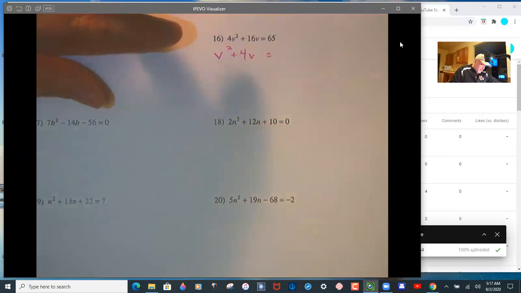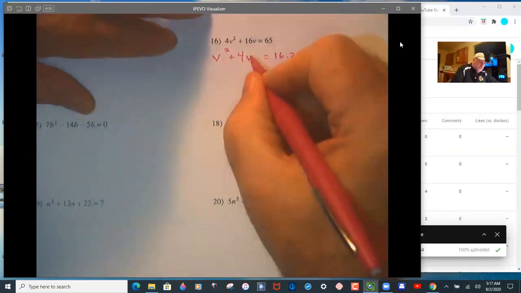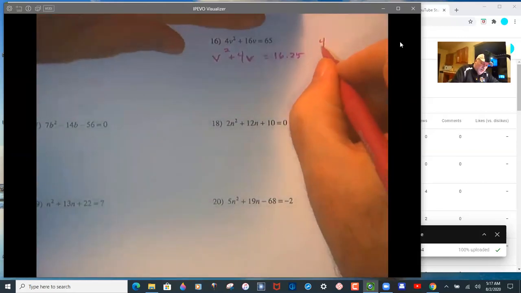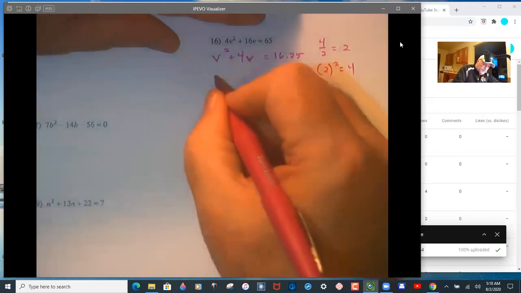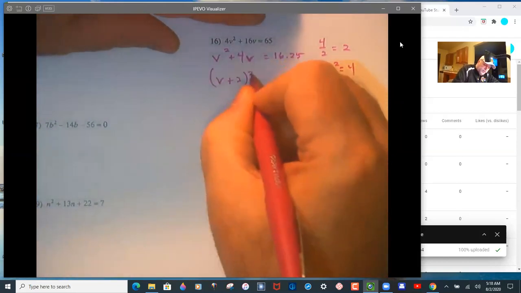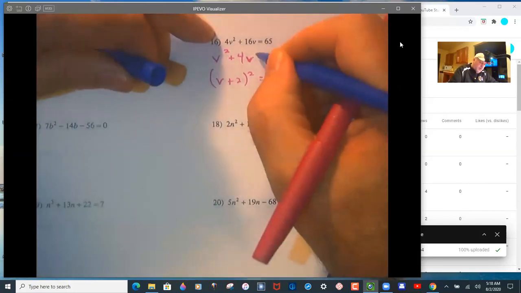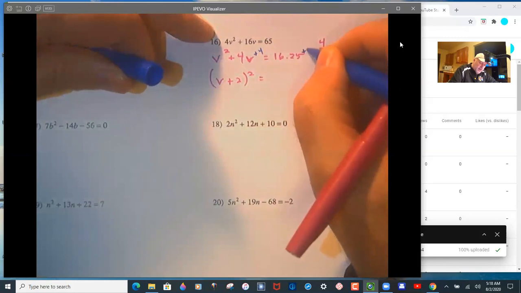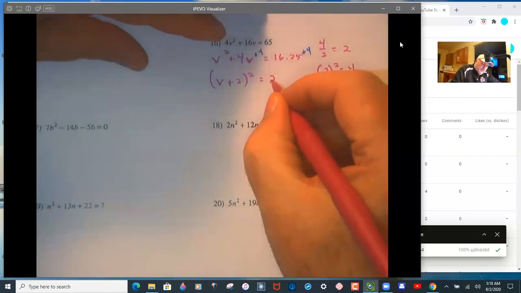And then, so we might be able to decimalize this. Sometimes you can decimalize them, 16.25. Now we want to take 4 and divide by 2, and then we're going to square that. So we have v plus 2 squared equals, and now we have to add the second number to both sides. Kind of go forwards and backwards with this. I'm supposed to really add the 4 first. So 20.25.